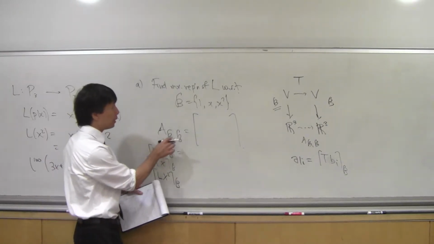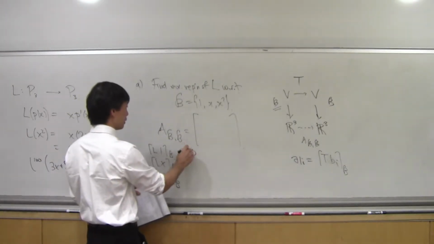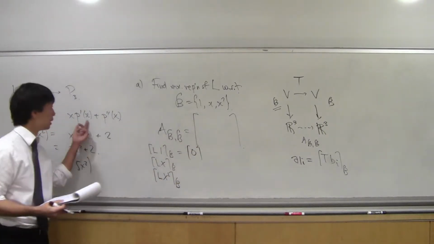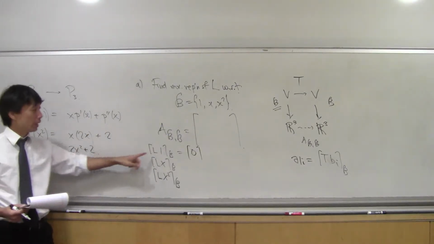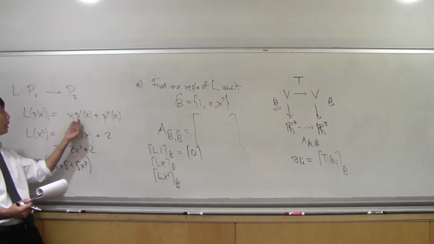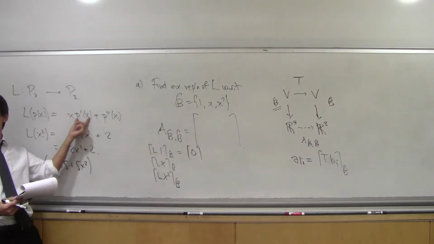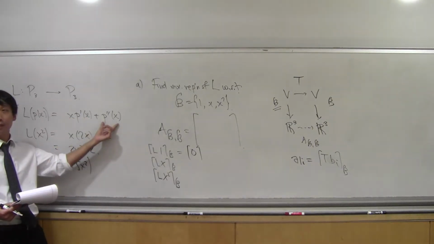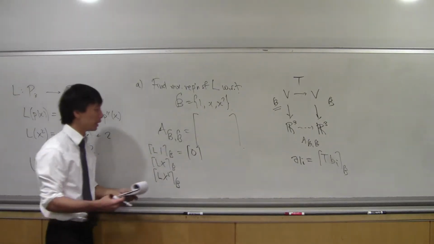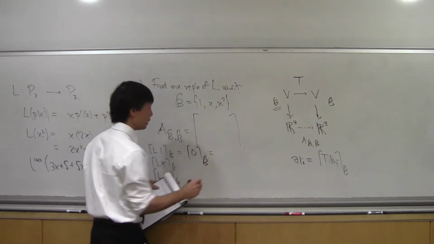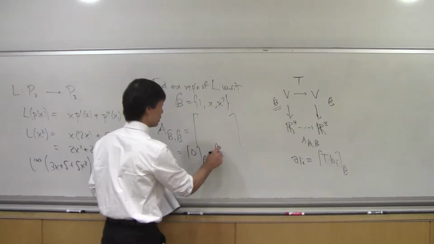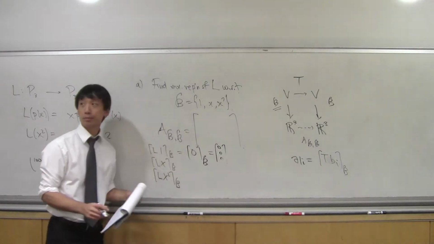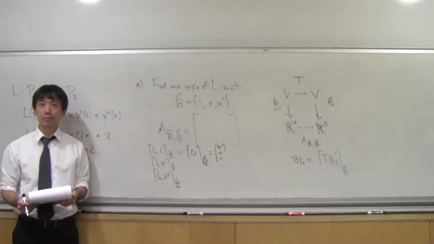Okay, so L of 1. You take your polynomial, take its first derivative, that's 0, multiplied by x, that's still 0. Take the second derivative, that's 0. So you get 0 with respect to the b basis. The coordinate vector of 0 with respect to the b basis is just going to be 0, 0, 0.